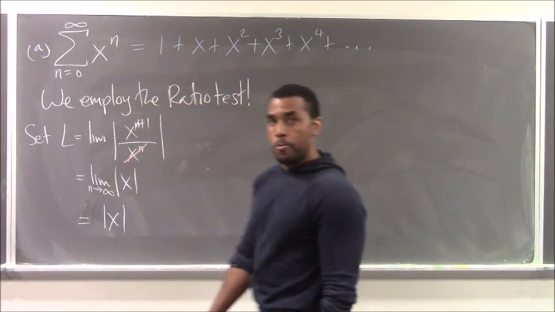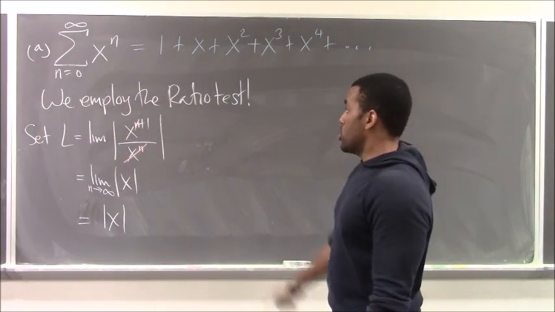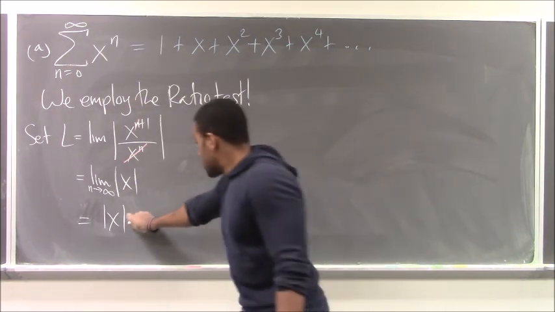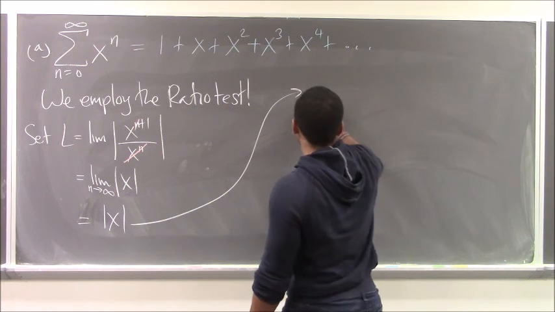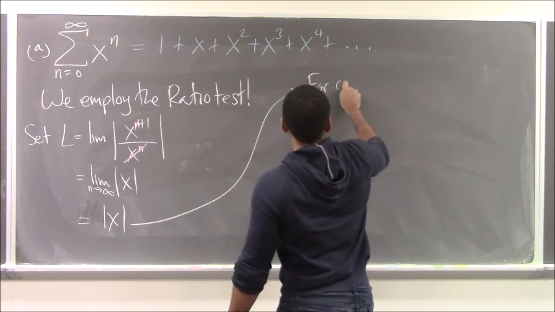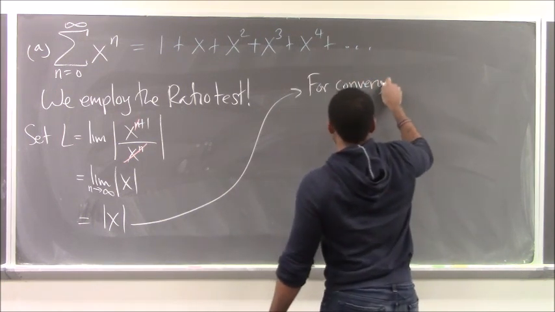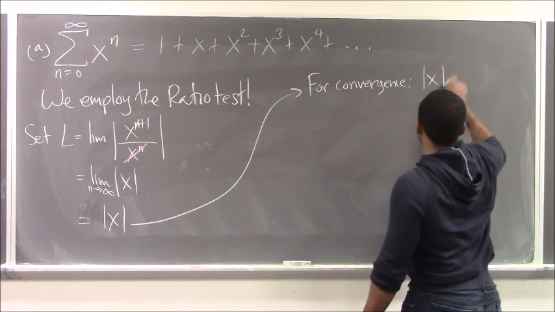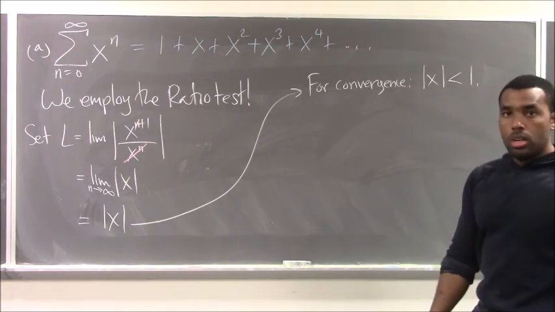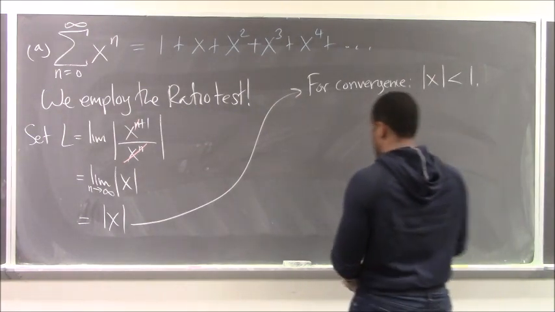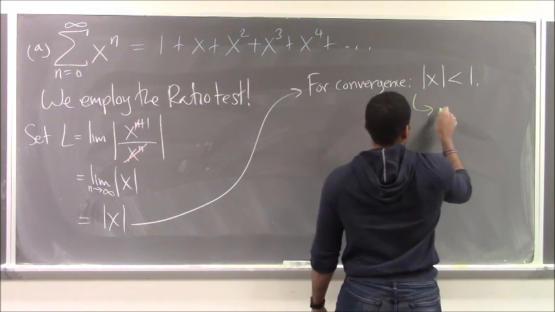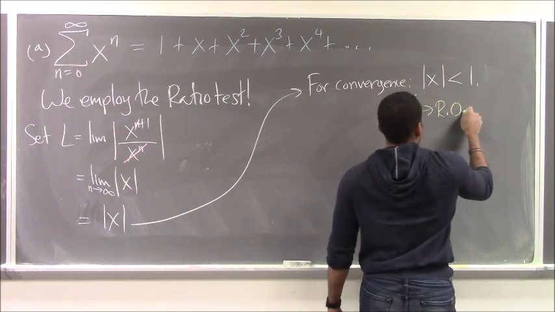Because that would be correct. Now, you know what the ratio test says. If this limit is less than 1, we have convergence. So for convergence, in fact for absolute convergence, but let's just talk about convergence right now, the absolute value of x must be less than 1. Now this automatically tells you one thing. First of all, it tells you that the radius of convergence is 1.